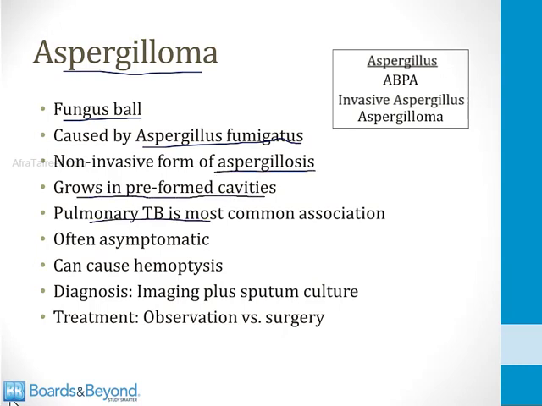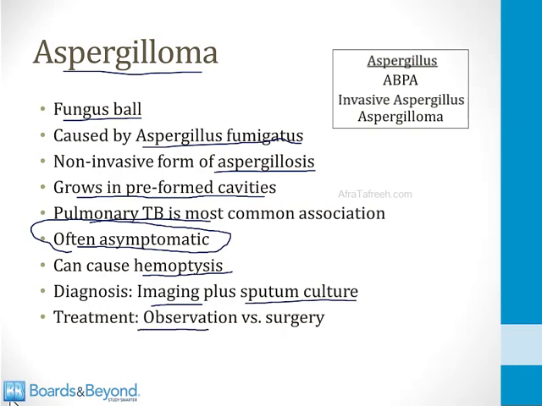So pulmonary TB is the most common association. It's often asymptomatic, and it's sometimes picked up when people do follow-up chest X-rays on patients who've had TB. If the fungus ball gets big enough, it can erode into the vasculature and cause hemoptysis. Usually diagnose it by imaging plus a sputum culture that shows aspergillus. And if the aspergilloma is small, sometimes they're just observed. If they're large, they usually need surgery.